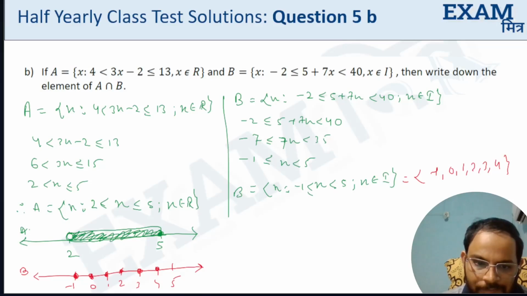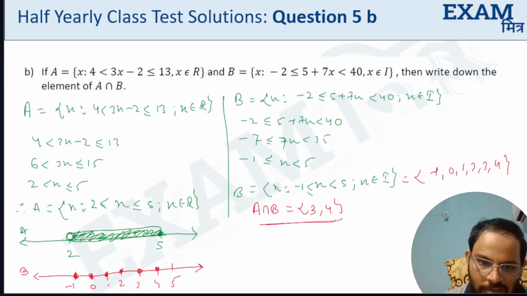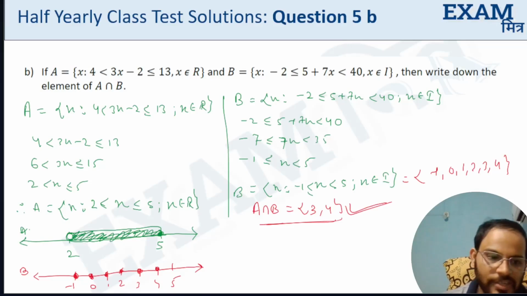After 2 we will have intersection. So 3 will have an intersection. 4 will have an intersection. Will 5 have an intersection? No, because 5 is included here but not here. So the possible values of A intersection B will be only 3 and 4. So only these two numbers are intersecting, 3 and 4, and all the rest are not intersecting between A and B. So this is the answer.